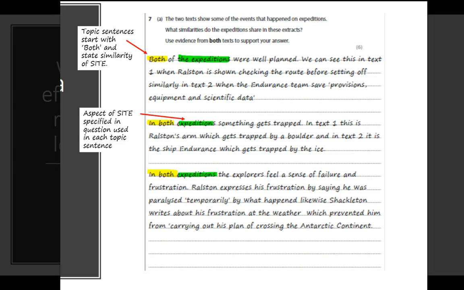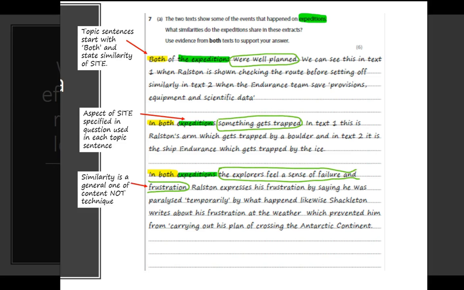So if you look, each of these paragraphs has got the word expedition, and if you look back at the question, you can see that what you're being asked to compare is the events that happen on the expedition. All right, so that appears in the topic sentence, and that's saying to the examiner that you've read and understood what you're being asked to compare in this question, and you're providing relevant responses.